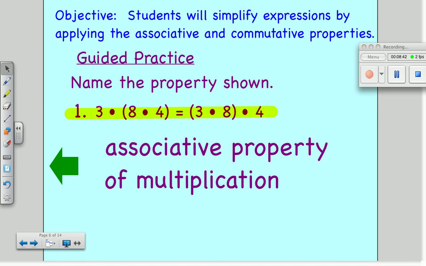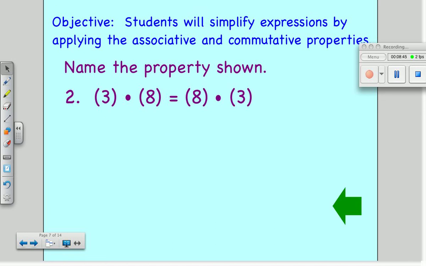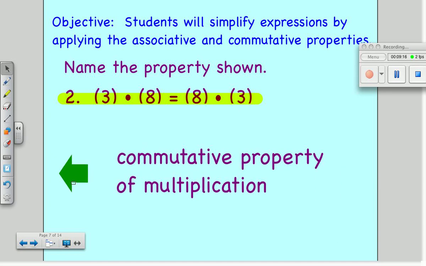Number 2. Again, just write the problem. This time, even though you do have parentheses here, the parentheses are just used to show multiplication here, so there is really no grouping. Okay? This one's just trying to trick you with the parentheses, but let's really look at the order here. We have 3 times 8 on the left, and then 8 times 3 on the right. So what property is that? Hopefully you said the commutative property of multiplication.